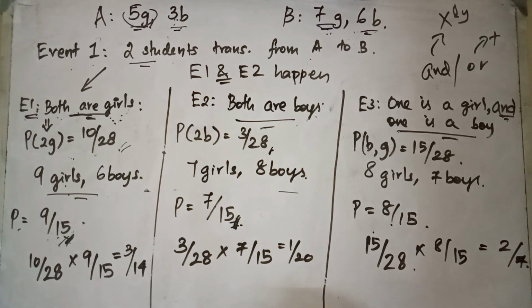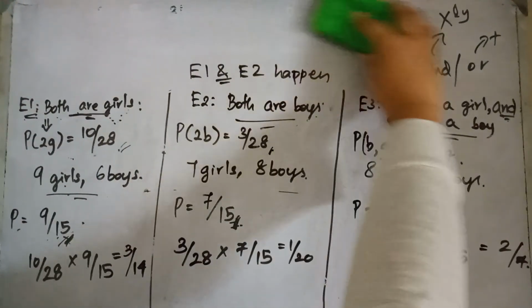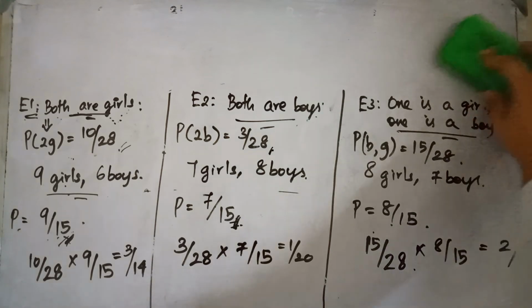Let me just double check it. Give me a minute. Yes, so we have the 3 probabilities. Yeah, okay. Now let's look at the question. We have these 3 probabilities. I will be just erasing this part. Okay. Now look at the question.